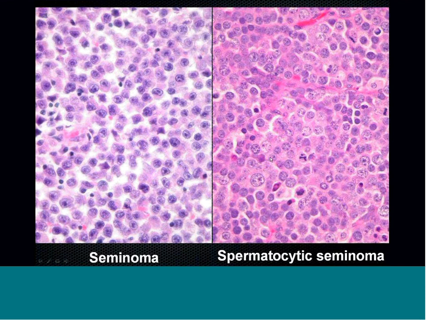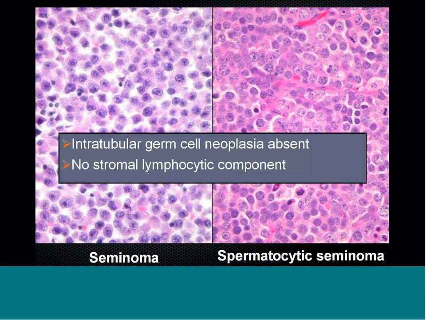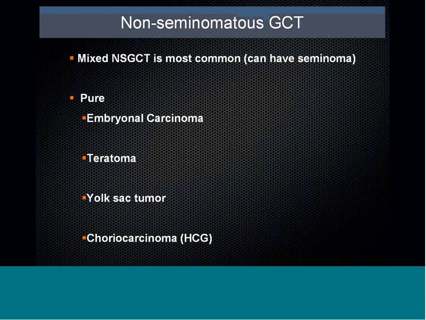The difference is there are three cell types in spermatocytic seminoma: small, intermediate, and large. This tumor has more diverse morphological features. Seminoma is associated with a small lymphocytic component, which is not present in spermatocytic seminoma. And the major difference is that intertubular germ cell neoplasia is present in seminoma, but not in spermatocytic seminoma.